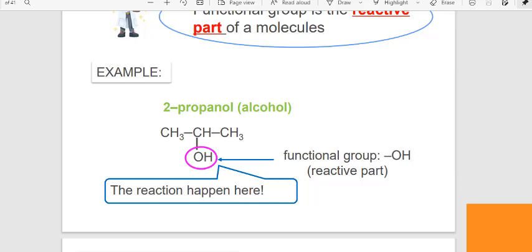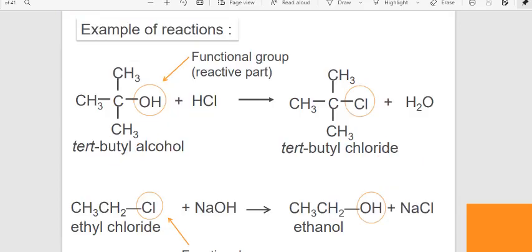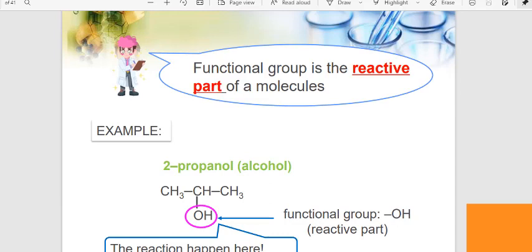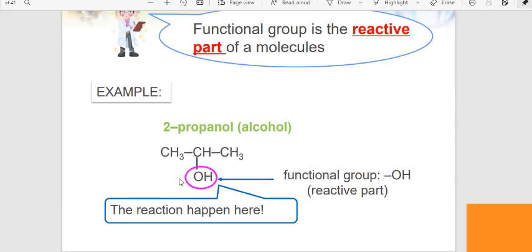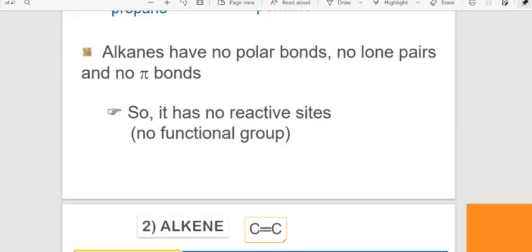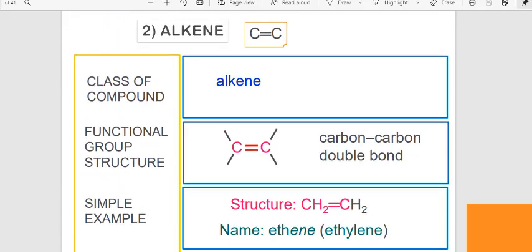And you are already used to hearing them. So how to differentiate between this class of compound, between alkene and alcohol? You already learned in form 4, form 5 actually. So if the compound contains an OH group, that means the compound is alcohol. If the compound contains C double bond C, the compound is alkene. That is what functional group means. So actually functional group will determine the class of compound. For example, C double bond C is alkene.